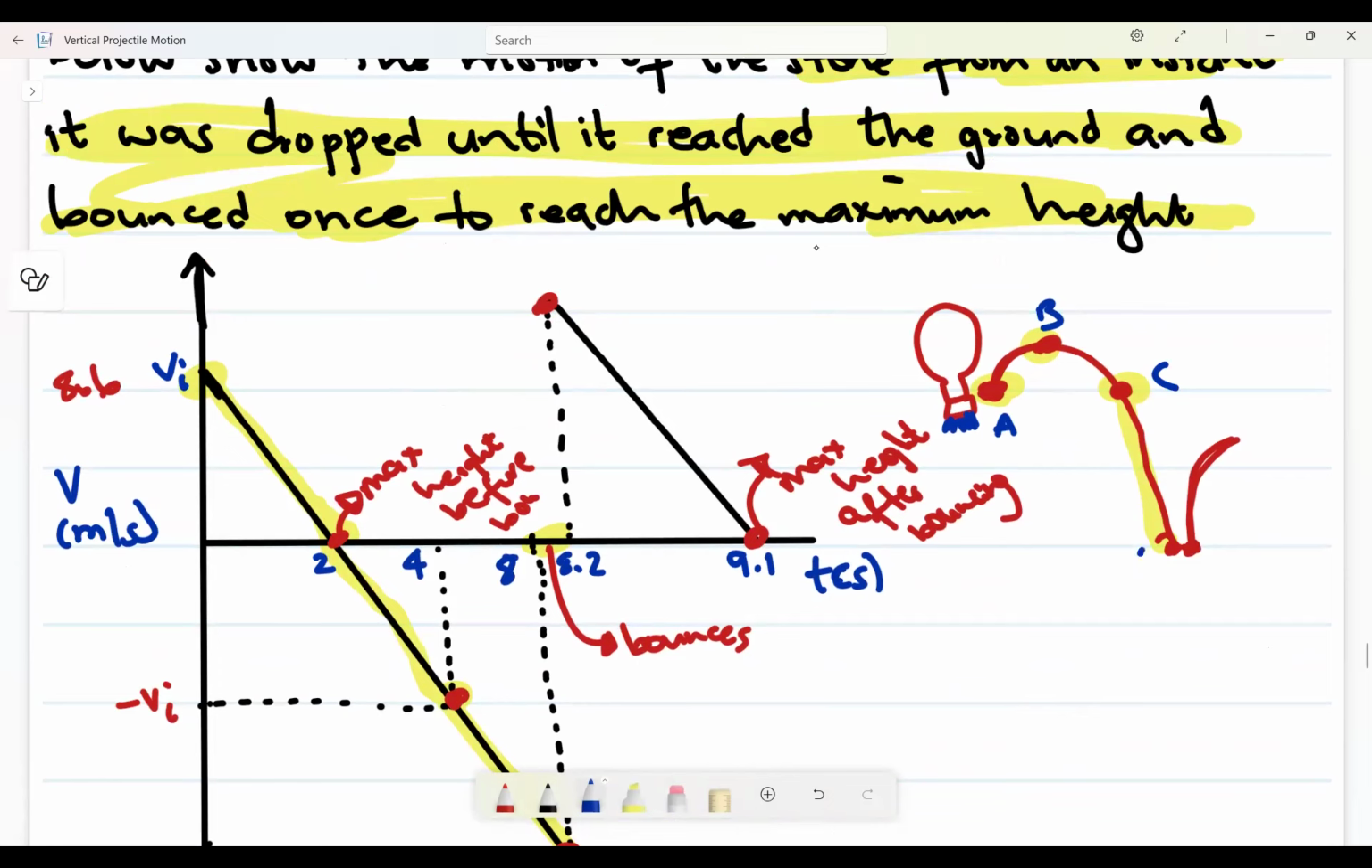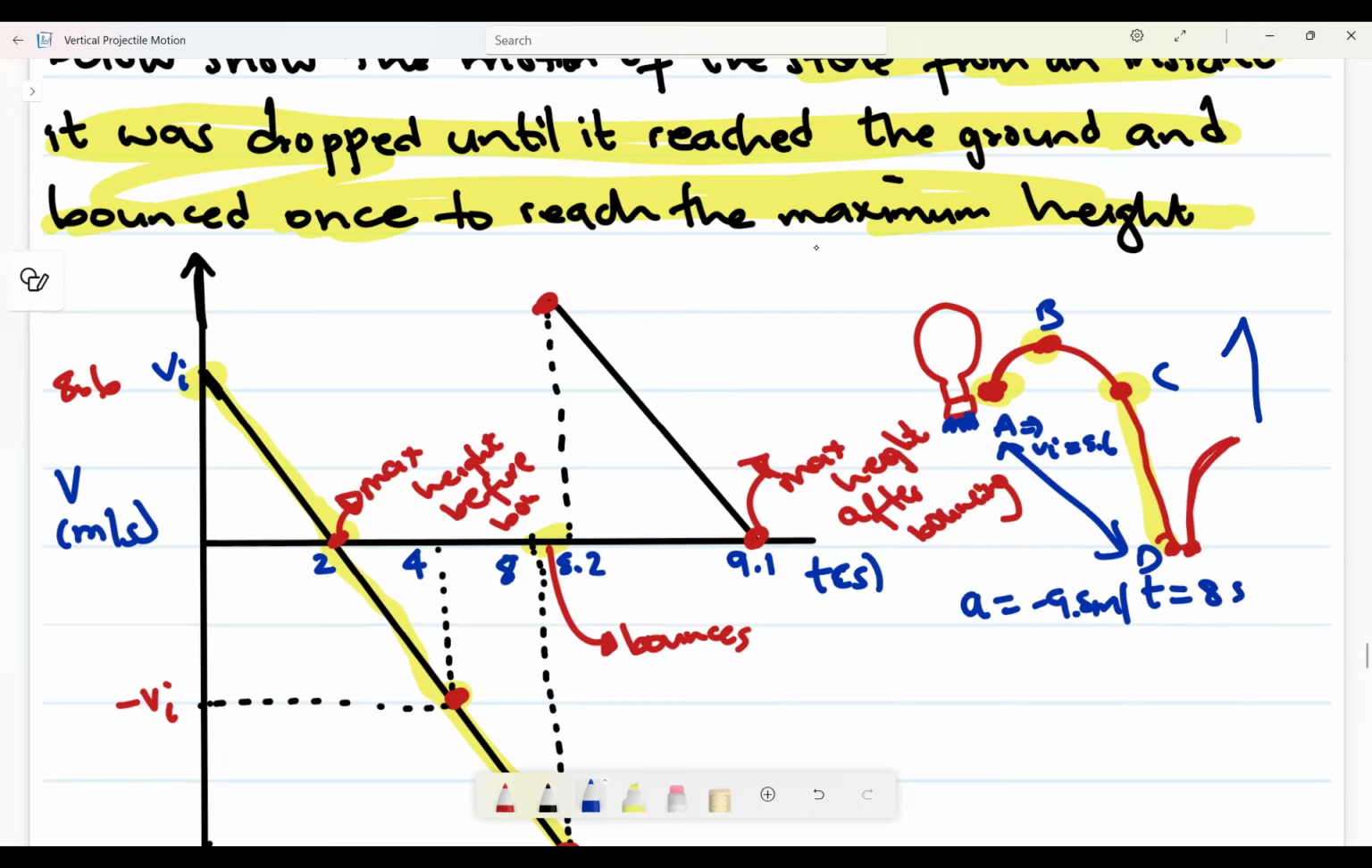Another thing I know is that, if I label this A, B, C, D, I might say, okay, let's look from A to D directly. Why? Because I know the initial velocity here, and I know the time here. And another thing that I know is that the acceleration is negative 9.8 meters per second squared.